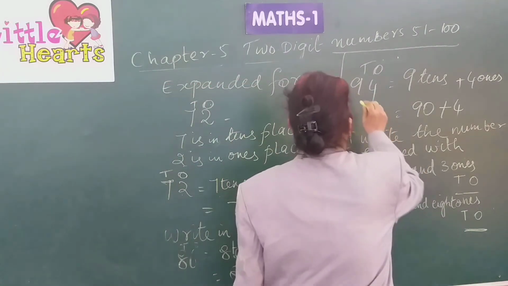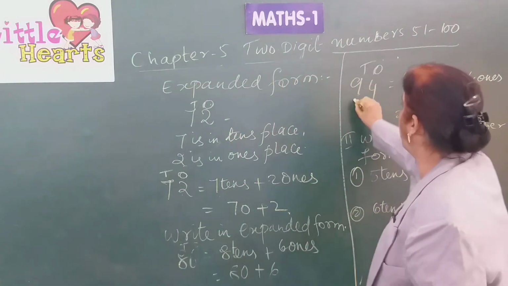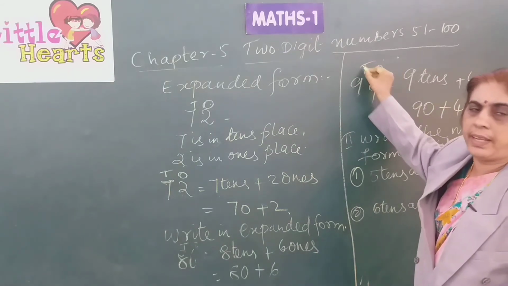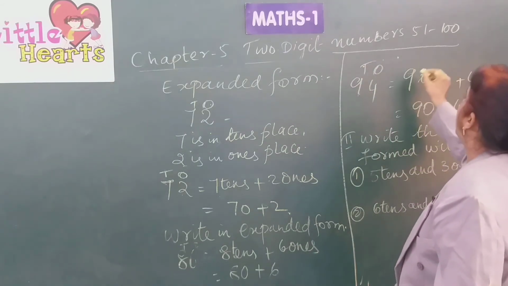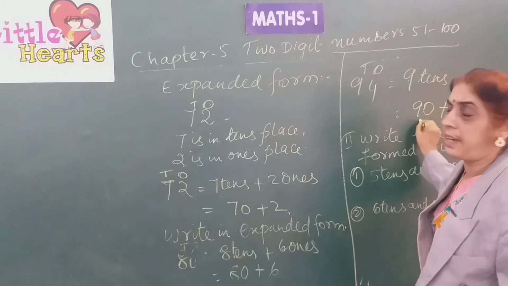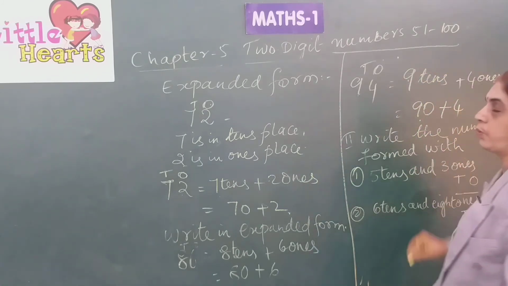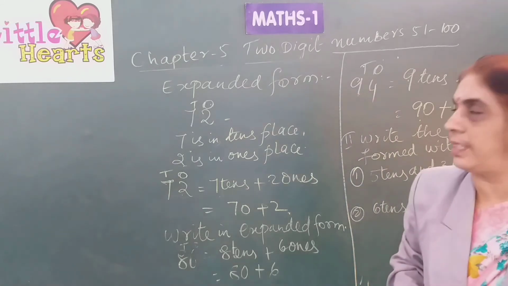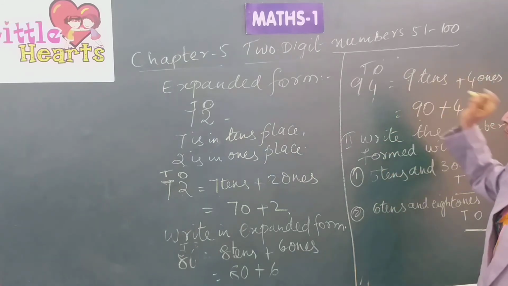In the same way, here is the number 94. 9 is in the tens place, 4 is in the ones place. 9 tens plus 4 ones. 9 tens are 90 plus 4 ones are 4. 90 plus 4 is the expanded form of 94.